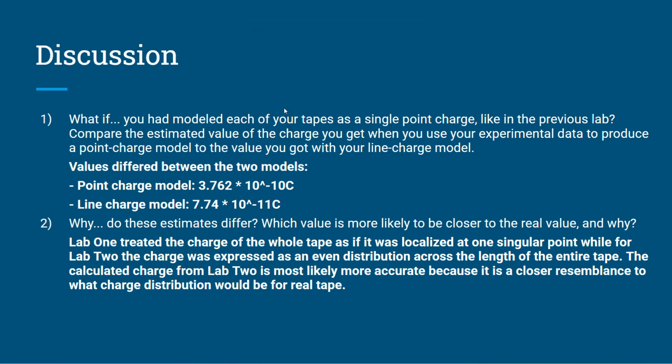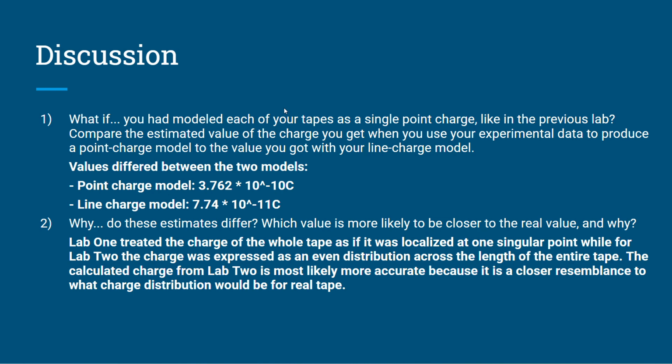Okay, and then for the discussion questions, you were asked if you had to model each of your tapes as a single point charge like in the previous lab, compare the estimated value of charge you get when you use your experimental data to produce a point charge model to the value you got with your line charge model. So my values differed between the two models. For the point charge model, I got 3.762 times 10 to the negative 10th coulombs, and for the line charge model, I got 7.74 times 10 to the negative 11th.